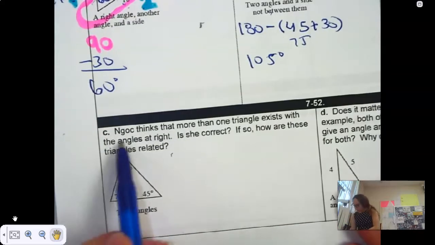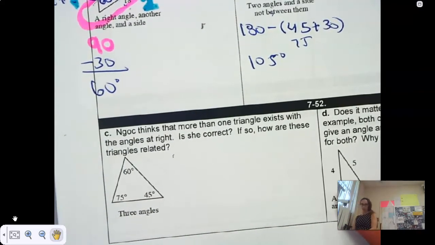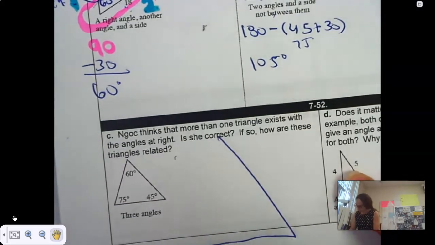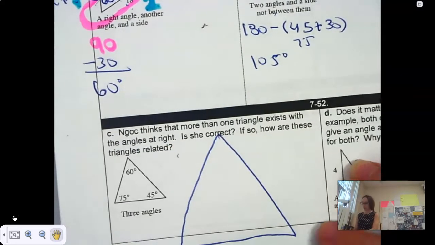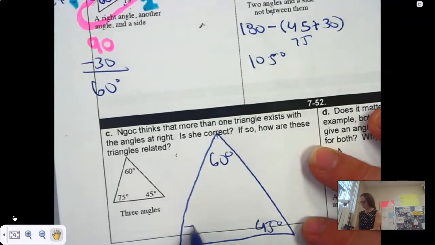What they're saying is, all right, this person thinks that more than one triangle exists. Are they correct? Okay, well, yeah, because I could have the exact same triangle, but I can make it bigger, and it'll be obnoxious. And this could still be 45, this could still be 60, and this could still be 75.